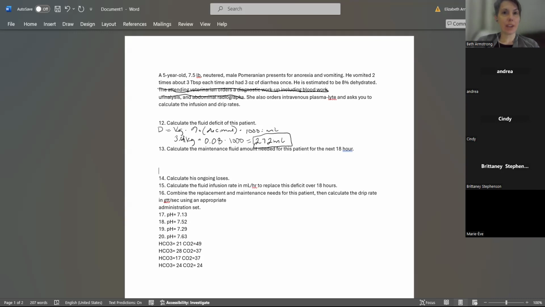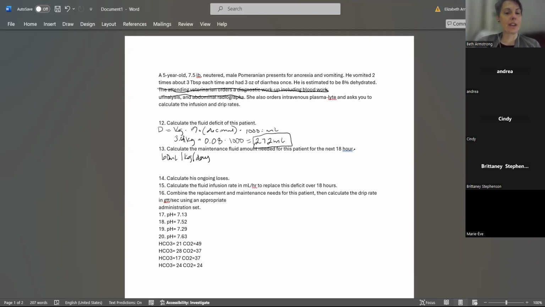60 mils per what? Hour. 60 mils per kg per day. Good. I'm like, you're gonna make that patient float away. I know, I was trying. 60 mils per kg per day.